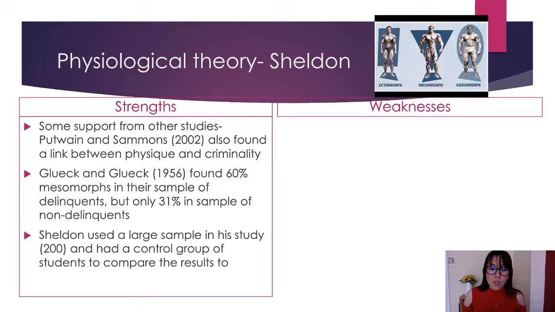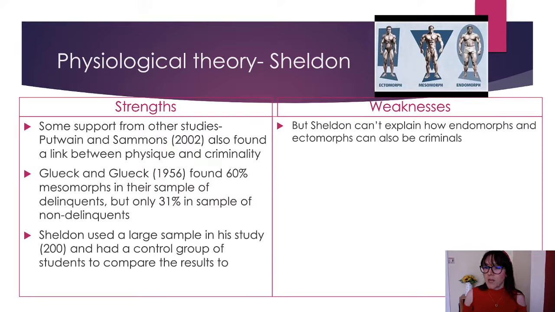Sheldon used a large sample initially, 200 people, and had a control group of students to compare the results to. So he did do a bit more comparison than Lombroso did. However, Sheldon can't explain how endomorphs and ectomorphs also have criminal tendencies or are criminals.